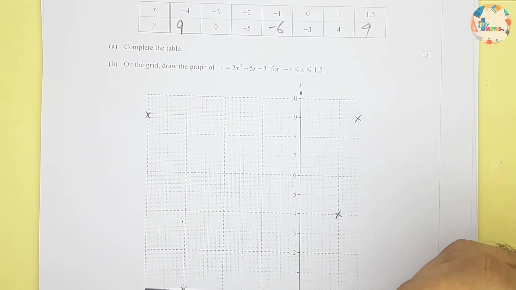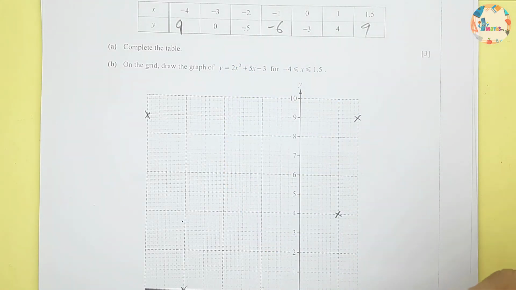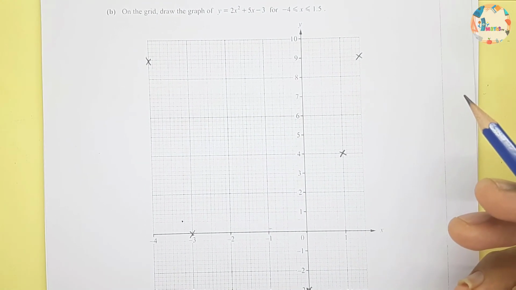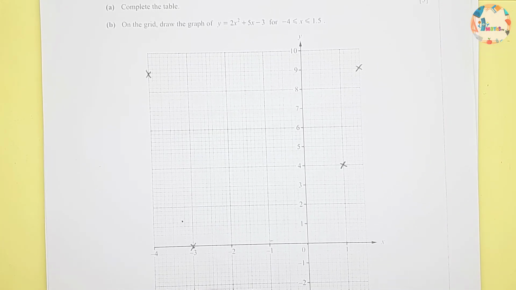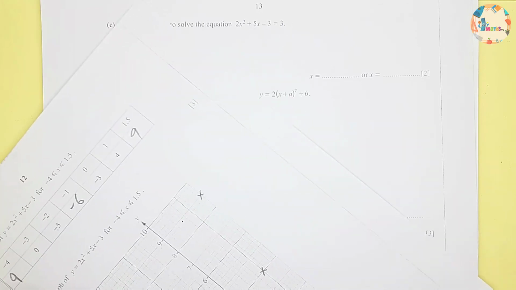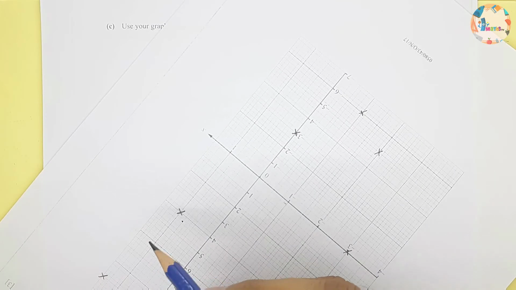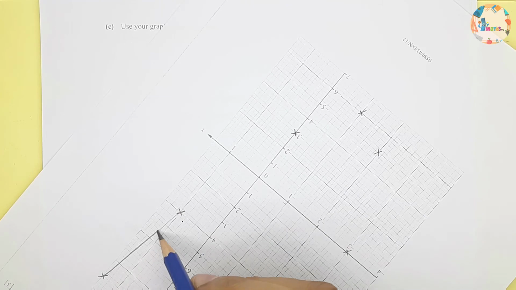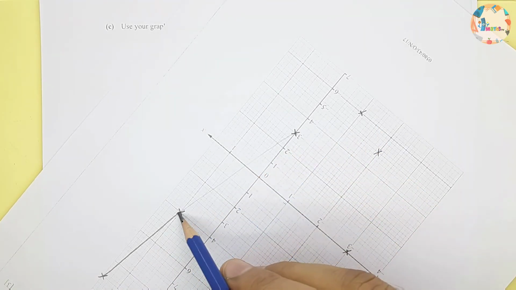So we are done with these points. 1 2 3 4 5 6 7 points. All points we have drawn. Now we have to draw the graph. So to draw a smoother curve, we have to rotate the page according to our convenience, and we will be trying to draw as smooth as possible. So I'm trying to draw this.